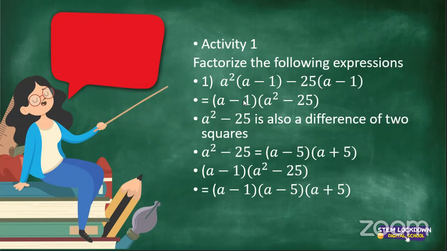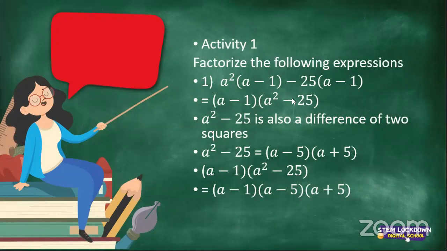Again, if you look at how we have approached this, you can tell that we have a common factor. In this case, the common factor is a minus 1. Even here, the common factor is a minus 1. Once you take a minus 1 as the common factor in both expressions, you will be left with a minus 1 and then, open bracket, a squared minus 25. So at this point, you have factorized your expression.